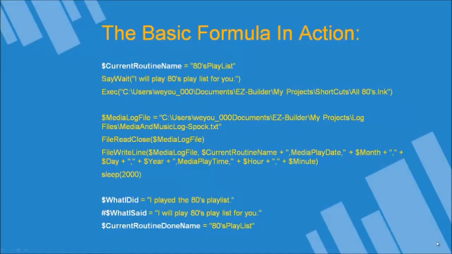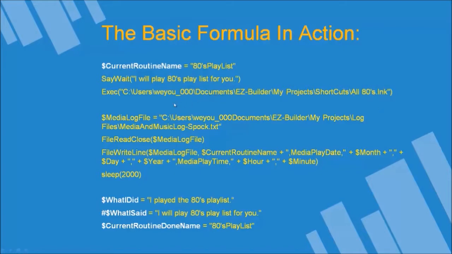So here's the basic formula in action. We have the current routine name, which equals 80s playlist, which is the name of my script. Say wait, I will play the 80s playlist for you, and then I'm executing a shortcut to my 80s playlist, which is created for my Windows Media Player. So this is just the command to execute that in Easy Builder. This line here would execute. When it executes, it would open up the shortcut, and the media player would open and start playing my 80s playlist.